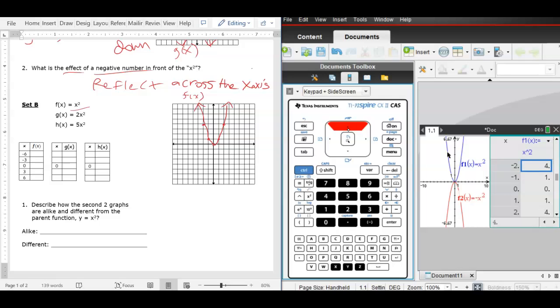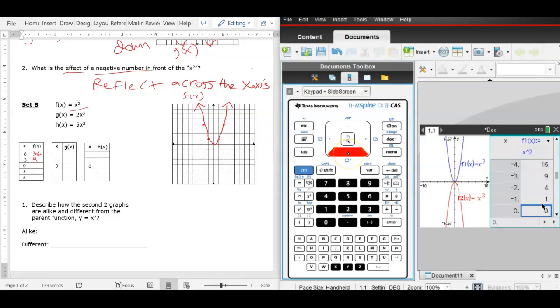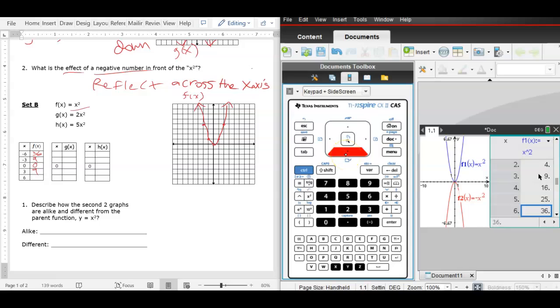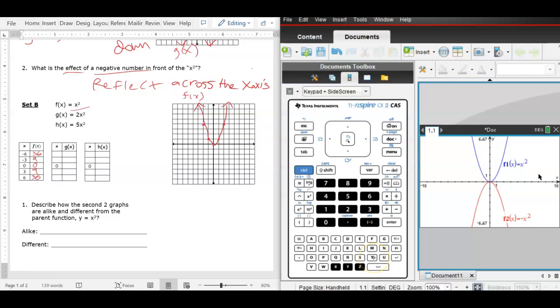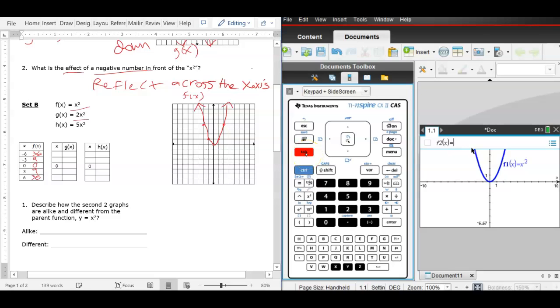But I want to fill in this table, and it has -6, so I got to go up to -6. 36. Okay, -3 gives me 9. 0, 0, 3, 9. And 6, 36. Okay, now Control T to get rid of that table. I'm going to hit tab. I'm going to go up to the second function and delete this function. Okay, and now I can fill that in with g of x, which is 2x squared.